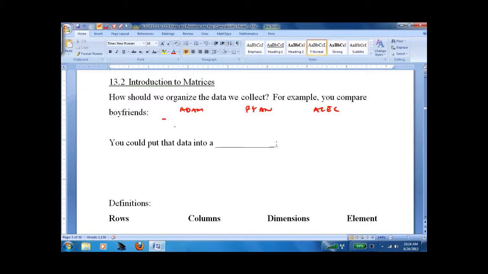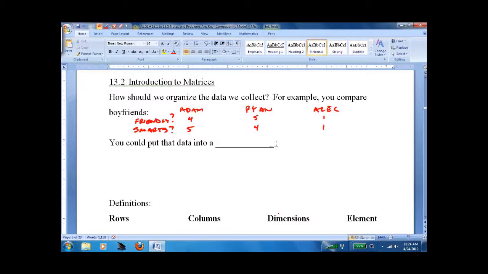scale of 1 to 5 on friendliness, smarts, and we'll stop right there. So on a scale of 1 to 5, Adam gets a 4 for friendliness and a 5 for smarts. And Ryan gets a 5 for friendliness and a 4 for smarts, and Alec gets a 1 in both.